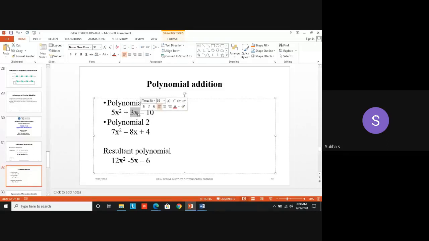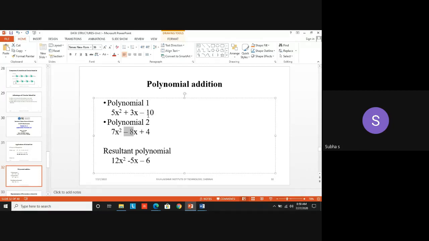Now come to 3x. What is the power here? 1. x means x power 1. Here minus 8x. Don't neglect the sign, sign is important. Here plus 3x, here minus 8x, but both the powers are equal. Power is 1 only. So what you have to do? Add both the coefficients: 3 plus minus 8, that is 3 minus 8. Answer minus 5, so minus 5x. Then move to the next one.